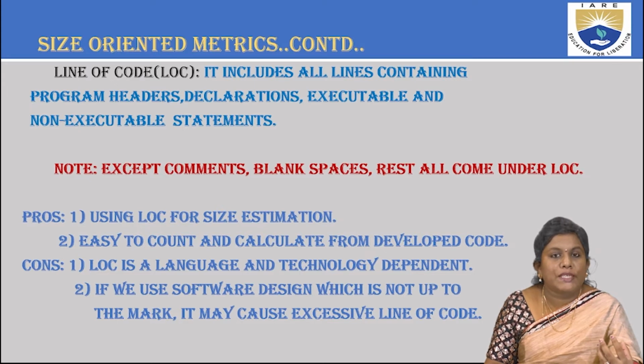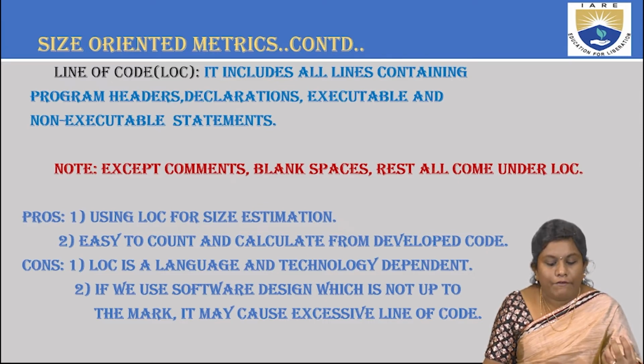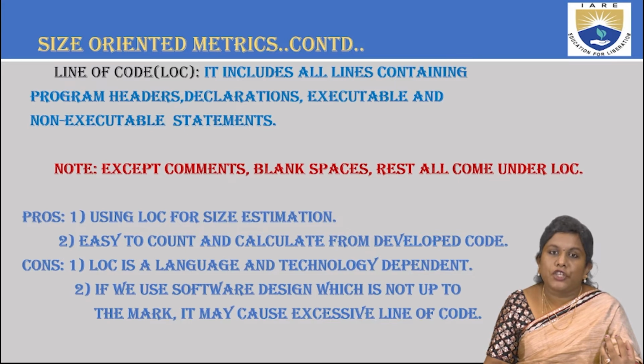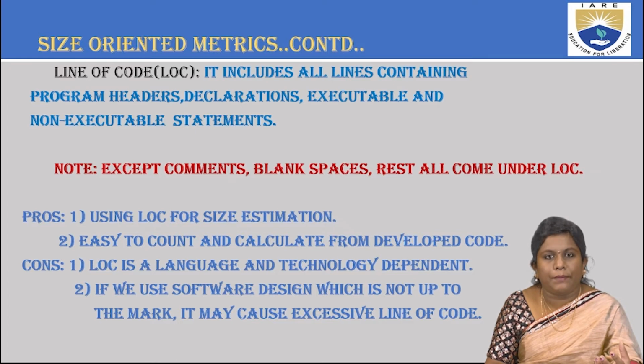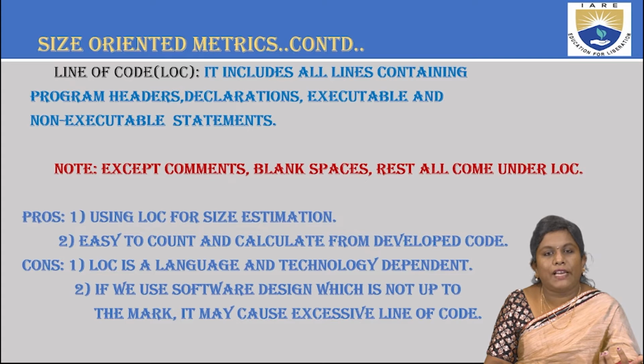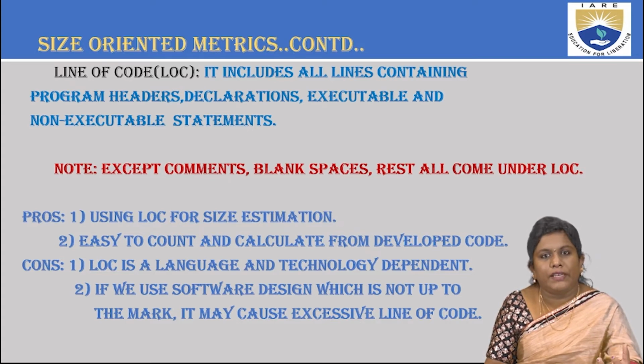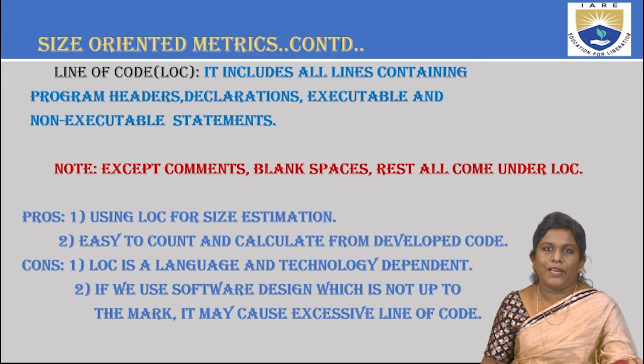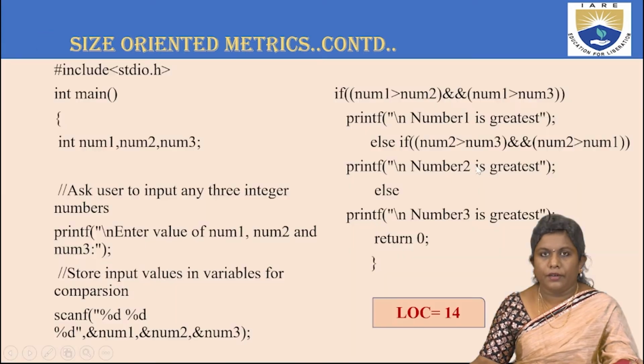Next, if we use a software design which is not up to the mark, it may cause excessive lines of code. So I repeat, the second disadvantage is that whenever you are trying to design software with different process models and various architectures, they may not be up to the mark all the time, which causes excessive lines of code. If you have excessive, unnecessary lines of code, estimating the size again varies. So that acts as a disadvantage over here, right?